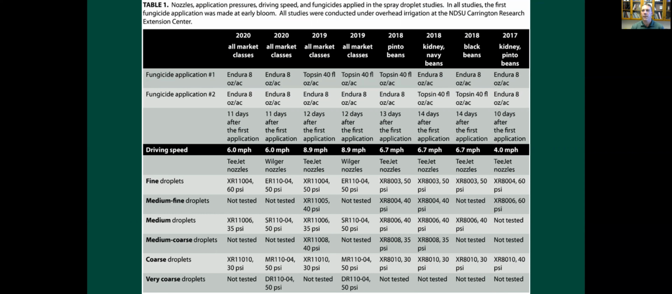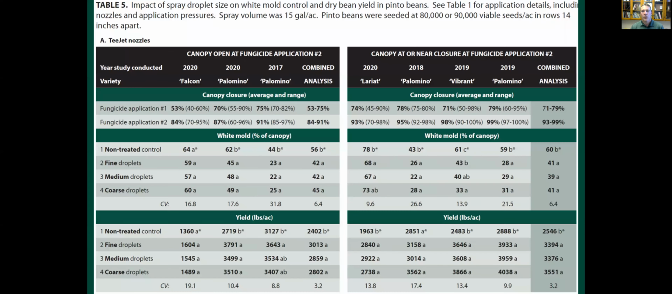He's looking across different market classes, different years, different driving speeds. There's a lot going on here, and it's a lot of really good work. So one of the tables I wanted to put in front of you is the impact of spray droplet size on white mold control in pinto beans.